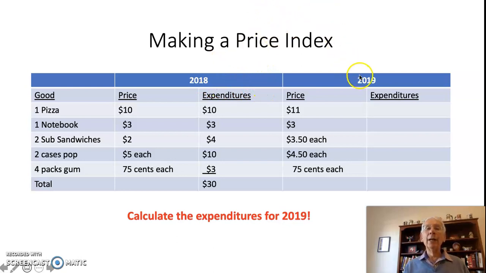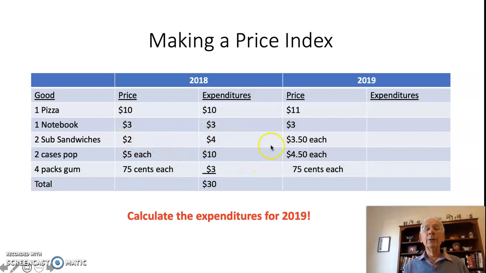In 2019, pizza's gone up in price. Well, sometimes in this world, you do see that prices go up. Some prices stay the same. Not unusual. Sometimes prices don't change from year to year. Cost of electricity, for example, is relatively stable.